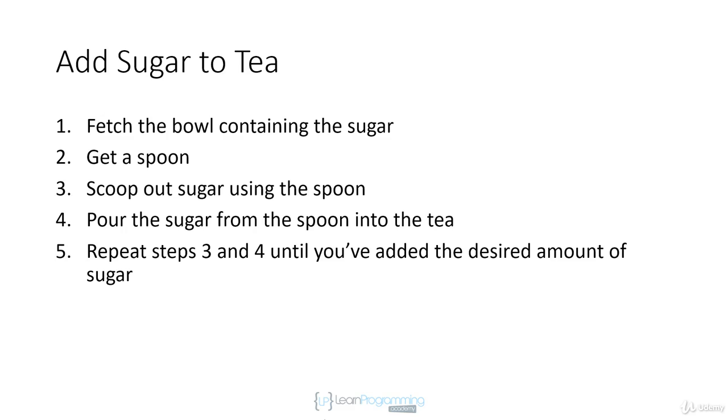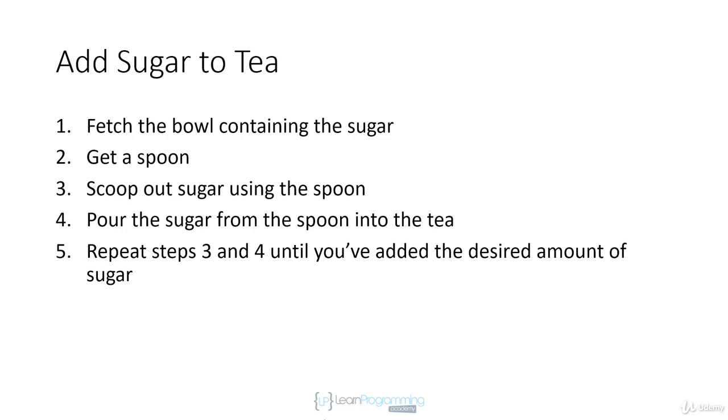So let's look at the algorithm that I have up on this screen. We've already looked at an algorithm for making tea, so now we're going to look at one little step, and we have an algorithm for adding sugar to tea. So in this algorithm, step 1 is to get the bowl containing the sugar. Step 2 is to get a spoon. So we're assuming we have loose sugar here. Step 3 is to scoop out sugar using the spoon, and step 4 is to pour the sugar from the spoon into the tea. And of course, if you want more than 1 teaspoon, then you have to repeat steps 3 and 4 until you've added the desired amount of sugar.